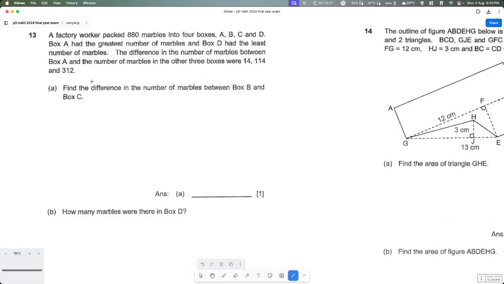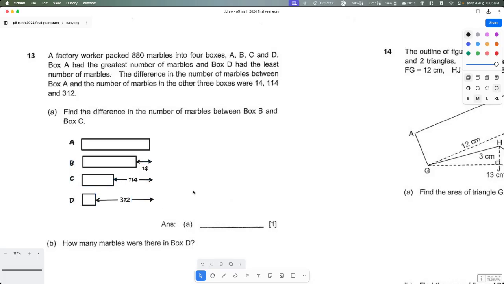All right, let's move to question 13. A factory worker packed 880 marbles into 4 boxes, A, B, C, D. Box A had the greatest number of marbles and box D had the least number of marbles. The difference in the number of marbles between box A and the other 3 boxes was 14, 114, and 312. So part A, find the difference in the number of marbles between box B and box C.